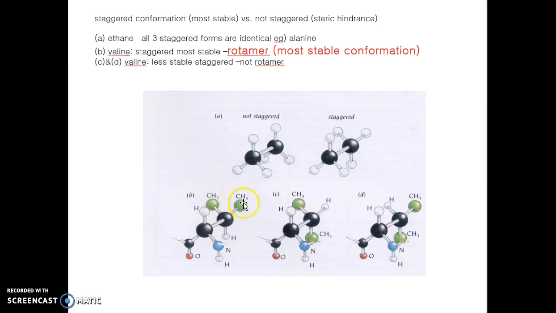there are two methyl groups and one hydrogen. So this is the most stable among the three possible staggered forms, because the bulky two methyl groups are positioned next to the smallest hydrogen, compared to the other two structures, C and D, where methyl groups are positioned with bulky nitrogens. Okay, so for the side chain of valine, the B form is the most stable conformation compared to the others.